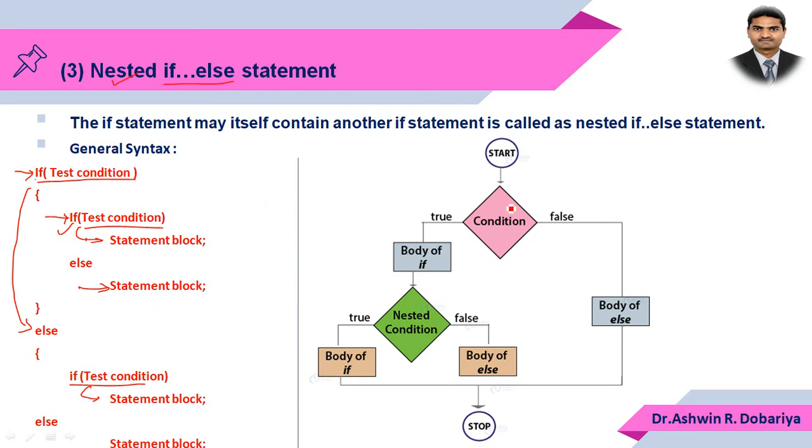How can we draw the flow chart? So the condition: if the outer condition becomes true, then execute the body. Inside that body another if condition will evaluate, again if it is true, then it executes the body of the block, otherwise it executes the other part. If the outer condition becomes false, then again it executes the other part of the program. So in that way we can write the nested if else.